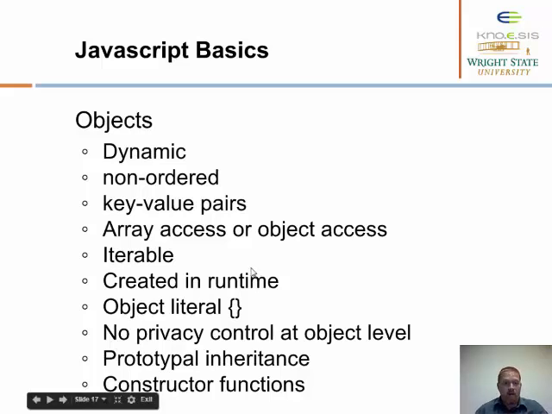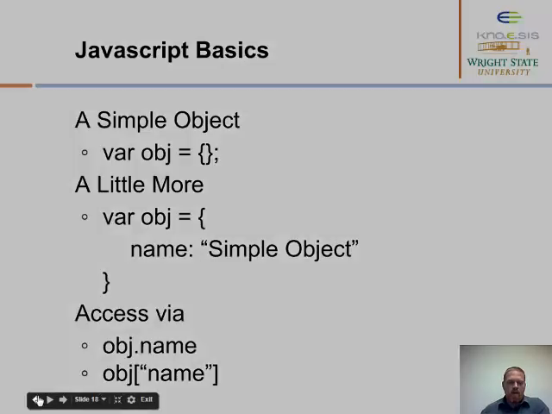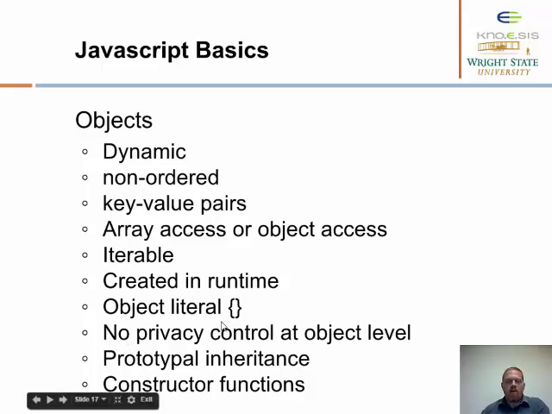Alright, objects are dynamic. We can create them on the fly. They're non-ordered key-value pairs. You can access them like you'd access an array, or like you'd access an object. They're iterable, and created at runtime, so dynamic, obviously. The object literal is the curly braces. We can't control privacy, so it's not like a Java class. They have prototypal inheritance, and you can use constructor functions to make them behave like a Java class without the privacy stuff.